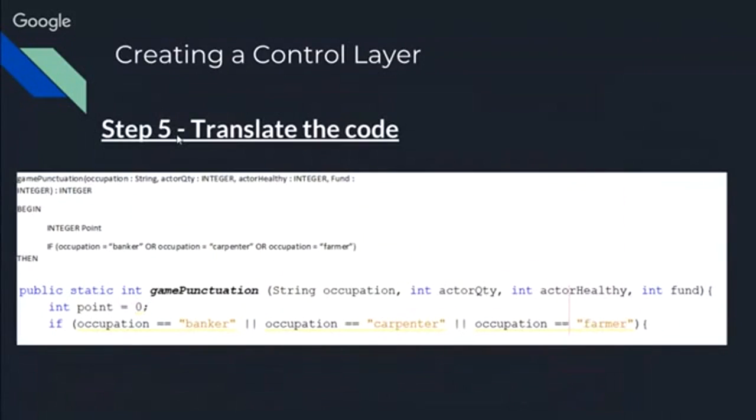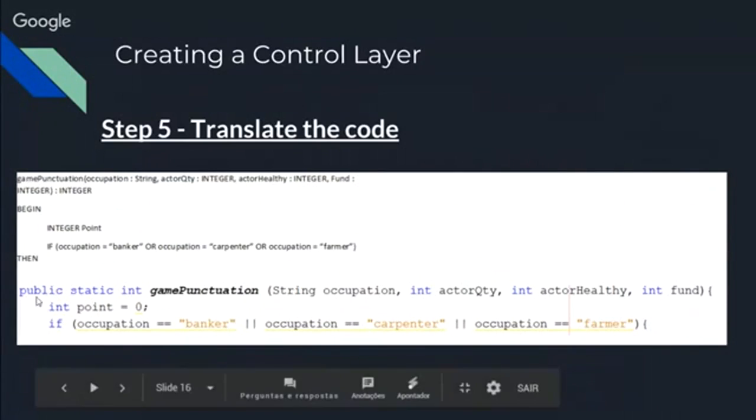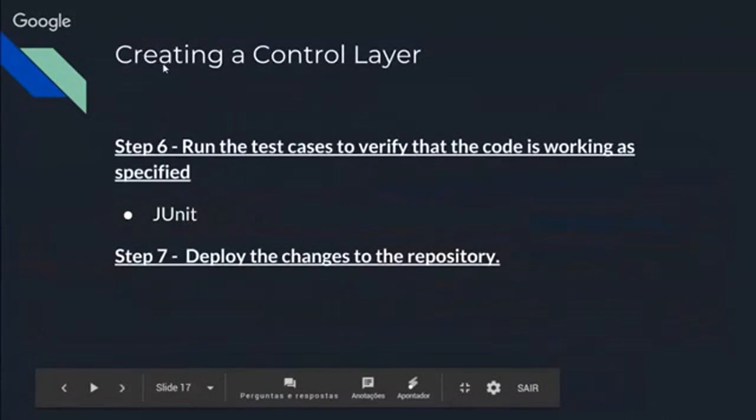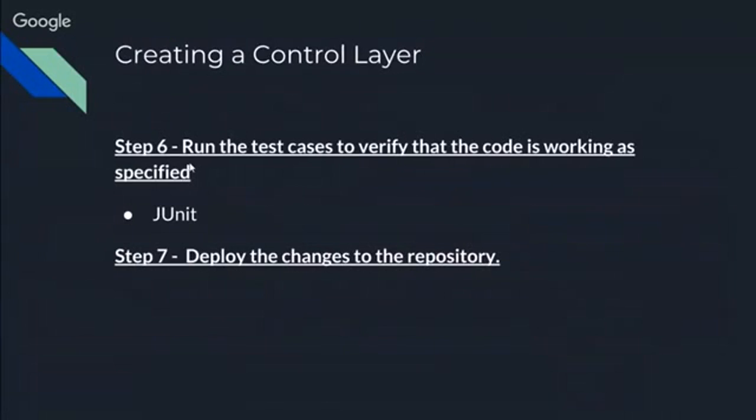Step 5 is to translate to code. Here we have one more sample. We have the algorithm, we have the function signature here also. We can compare it. Begin will be the curly brace, integer, etc. Creating the controller. So here we establish step 6 and 7.